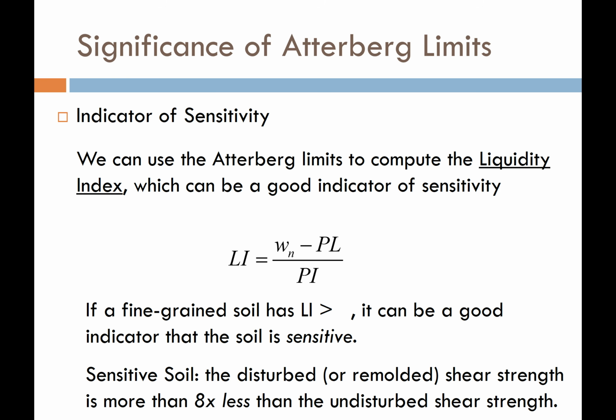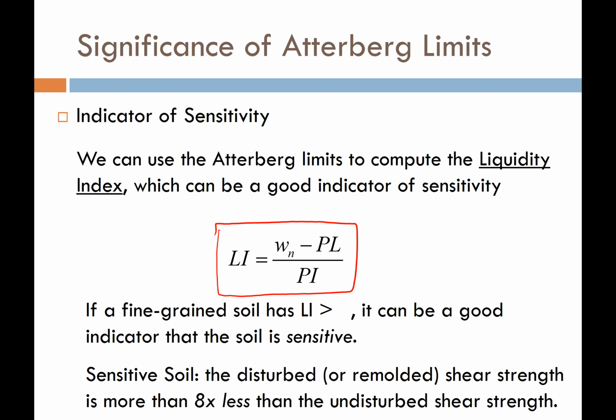So a sensitive soil, therefore, is a soil that loses more than 8 times its undisturbed or peak shear strength when you strain it. So you can understand why engineers might want to know whether or not a soil is going to be sensitive. So Atterberg limits can help us because we can calculate what's known as the liquidity index. The liquidity index is calculated as the moisture content minus the plastic limit divided by the plasticity index.